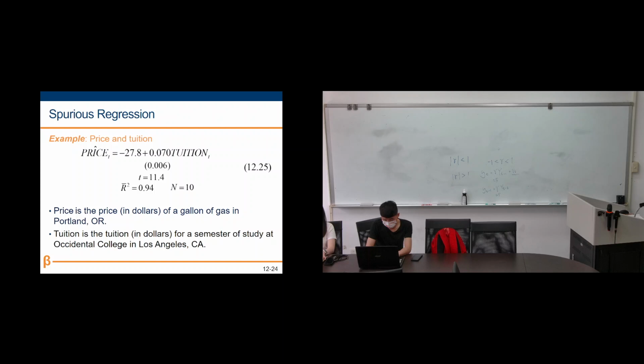It's in Oregon. Then tuition is the tuition in dollars for a semester of study at some colleges in Los Angeles, in the state of California, while the gas price is from the state of Oregon. Does that make sense? You do this regression of the price of gasoline on the tuition. But look at these numbers, it is significant, right? This is what we are saying, that this is just spurious. Spurious we can also express as nonsense.